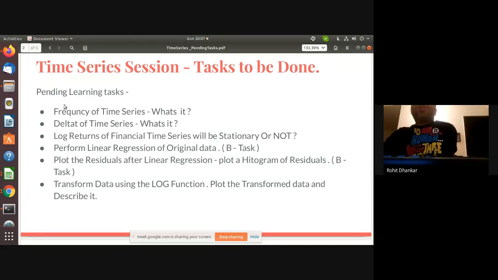Then the third point is log returns of financial time series. Will they be stationary or not? Rohan has left. So log returns of financial time series, will they be stationary or not? That is one question. And why specifically are we focusing on financial time series? Because in Python Trader, that's what we'll do. So you'll get lots of time series data within our projects. You might get something with regards to Twitter, which is time series related, financial data, which is time series related.